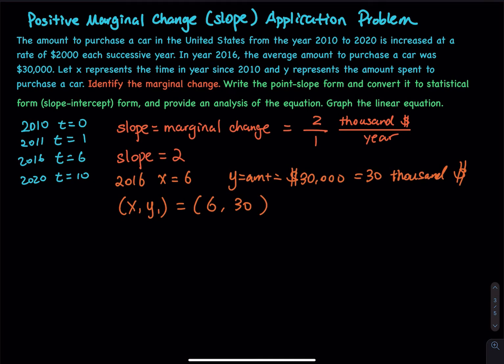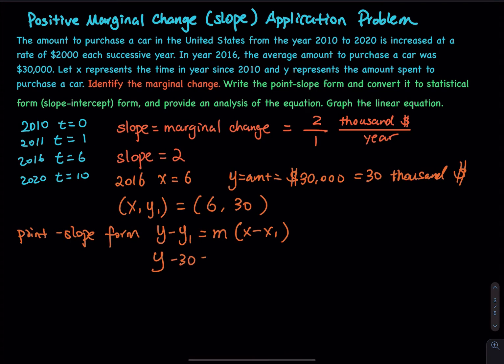So let's start with the point-slope form. What is the point-slope form? It is y minus y1 equals the slope m, some textbooks use b for the slope, times x minus x1. With the slope equal to 2, x equal to 6, and y equal to 30, y minus 30 equals 2 times x minus 6.